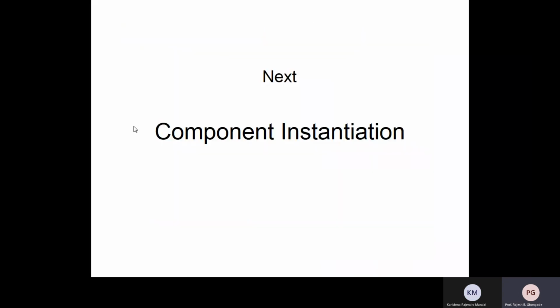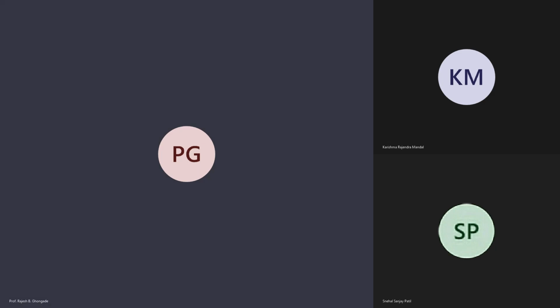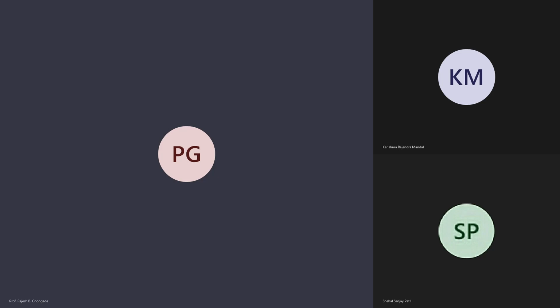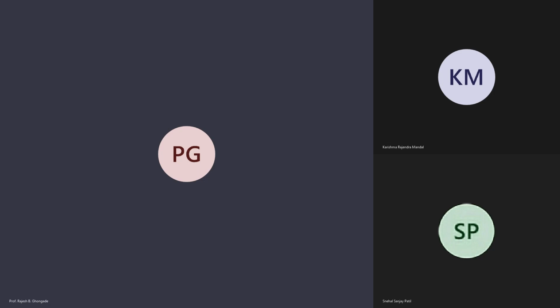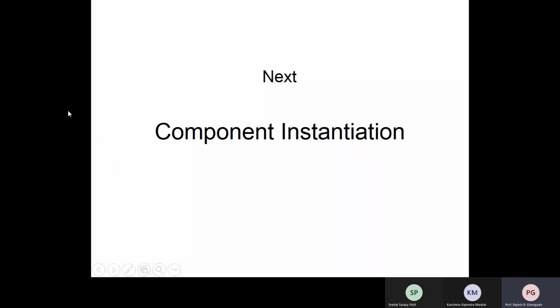Okay, these are the expected waveforms for the problem. We'll see this later on. Don't worry about that. So we move on to the next part, that is the component instantiation, which is a very, very important topic. Because this is going to make it possible for you to implement complex circuits.